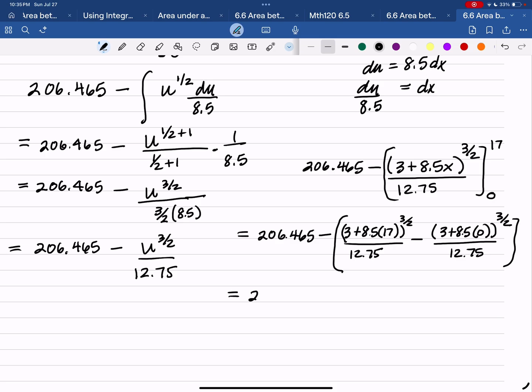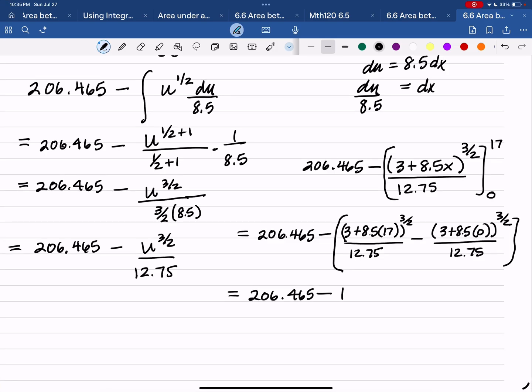So it's 206.465 subtract, and I'm just going to go ahead and give you the whole answer for that. You can break it down, do it on your calculator. 140.500 minus, this one becomes 3 to the 3/2 over 12.75. It's 0.4075, and I just use my calculator to get those numbers.